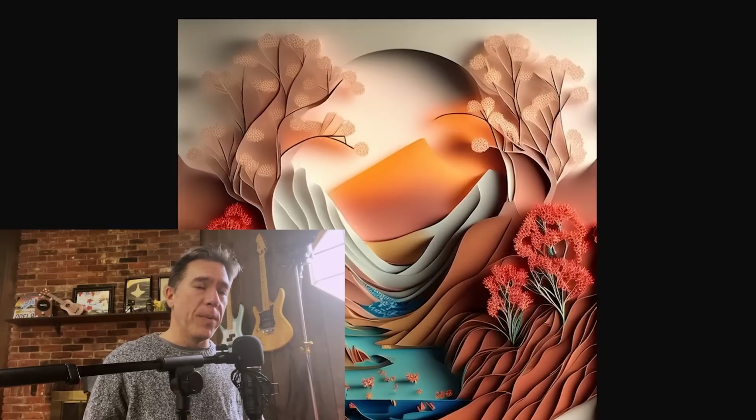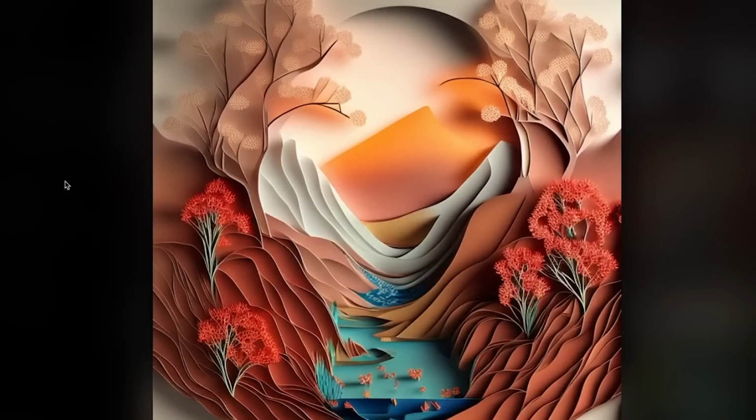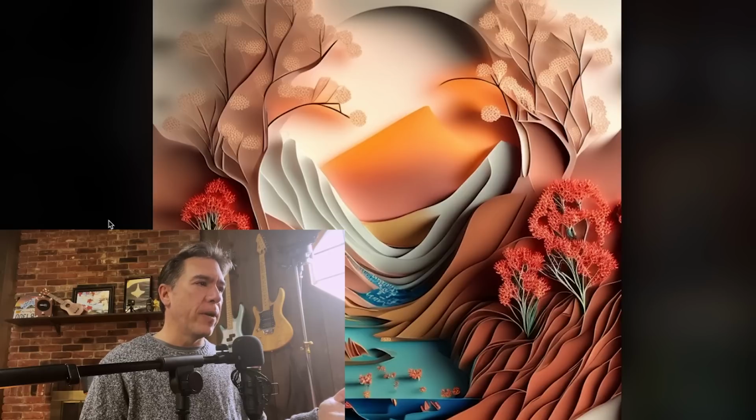I did want to talk about paper quilling, which is something that I've been playing around with a little bit. The prompt on this one was paper cut and paper quilling. Tranquil river flows through a vibrant meadow surrounded by majestic mountains in the background, illuminated by the soft light of the spring season. Actually, I did get that from the prompt generator. So when it works, it does come up with stuff like that. It's very nice. I actually am very pleased by this image.